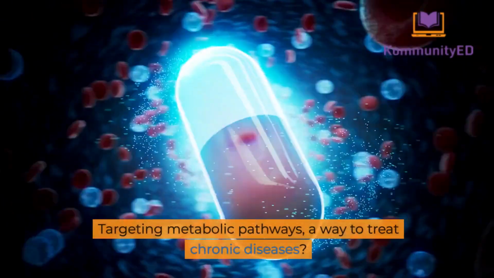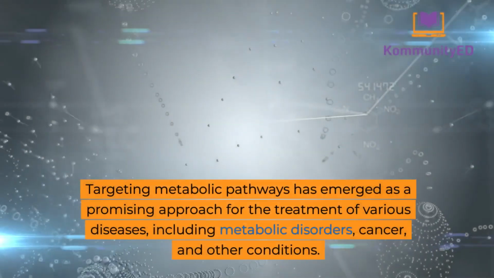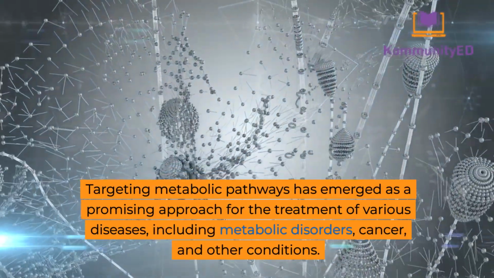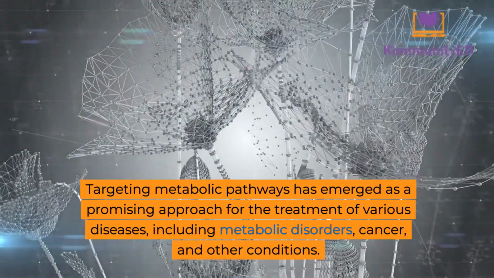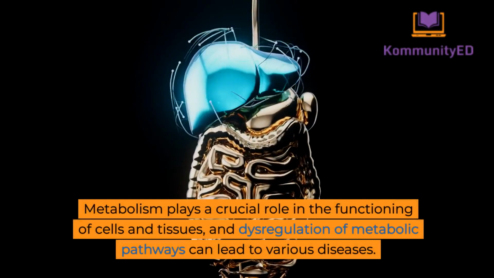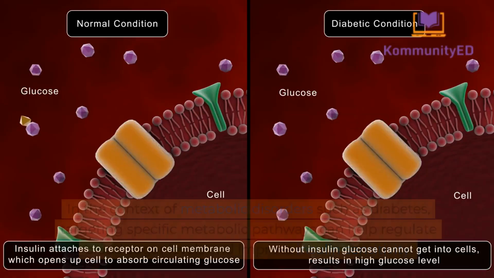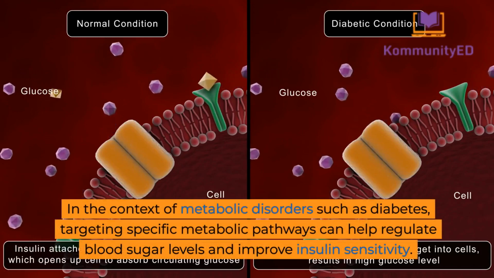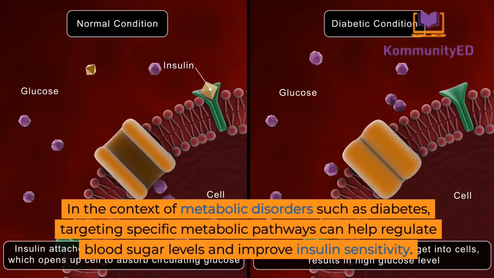disease. Targeting metabolic pathways, a way to treat chronic diseases? Targeting metabolic pathways has emerged as a promising approach for the treatment of various diseases, including metabolic disorders, cancer, and other conditions. Metabolism plays a crucial role in the functioning of cells and tissues, and dysregulation of metabolic pathways can lead to various diseases. In the context of metabolic disorders such as diabetes, targeting specific metabolic pathways can help regulate blood sugar levels and improve insulin sensitivity.